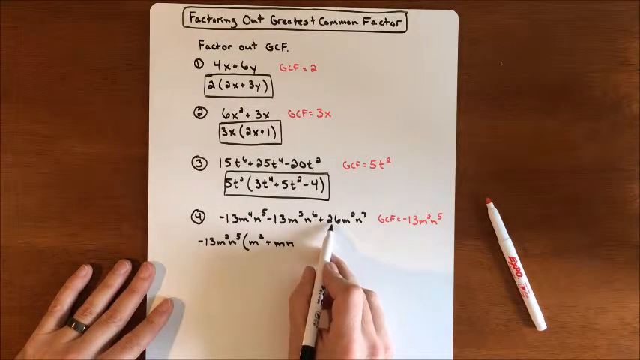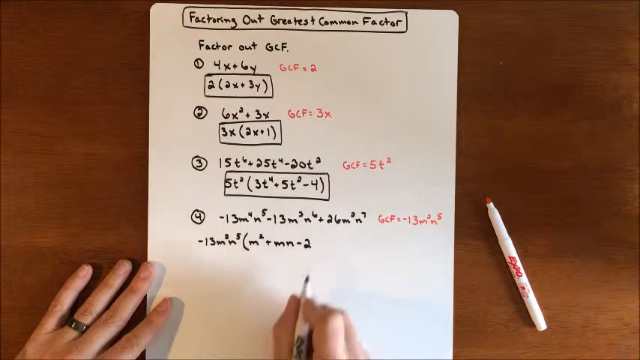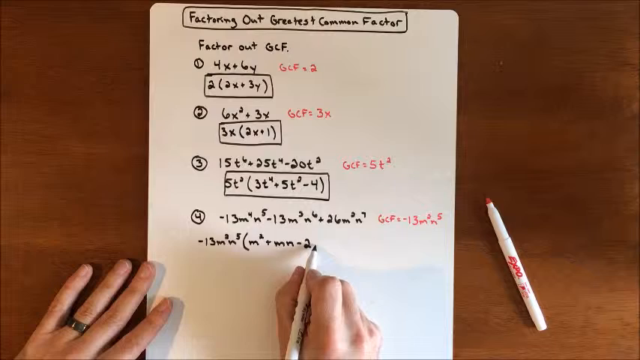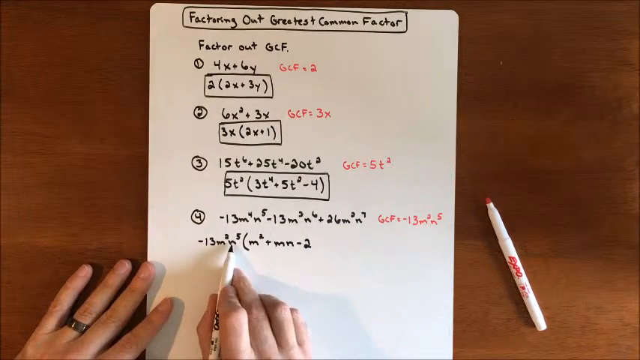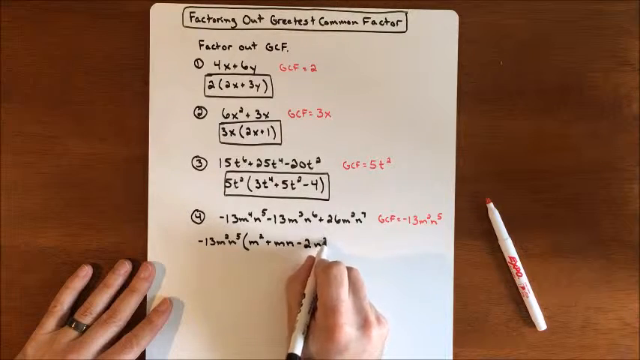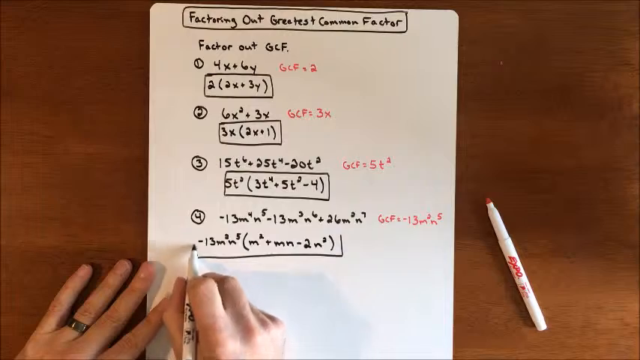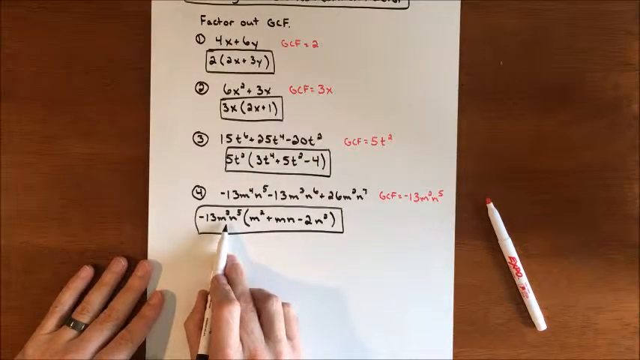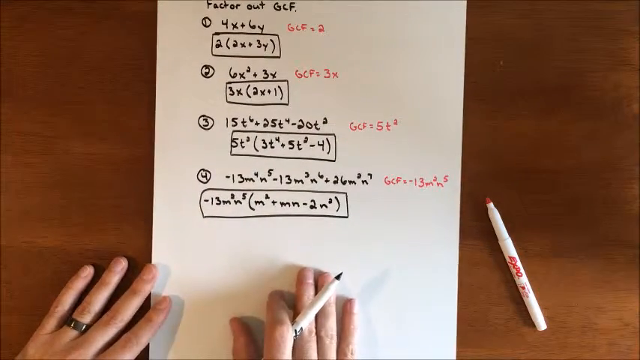And then we go to the last term. 26 divided by the negative 13 will be a negative 2. And we had m squared, we're taking out m squared, so all the m's go away. N to the 7th, we're taking out n to the 5th. That leaves us with n squared left over. And that is that piece, factored as far as it can, as far as greatest common factor. Again, there's maybe potential that this could factor further, but that's for another time.